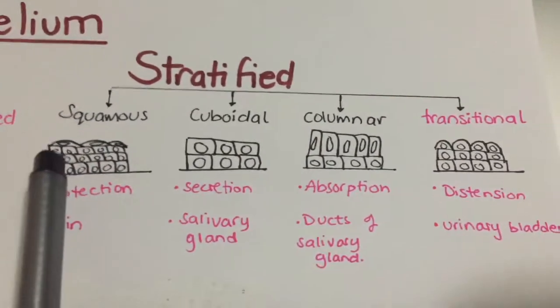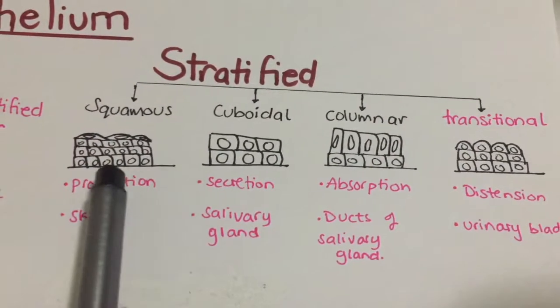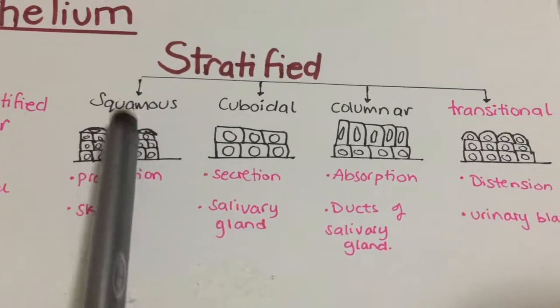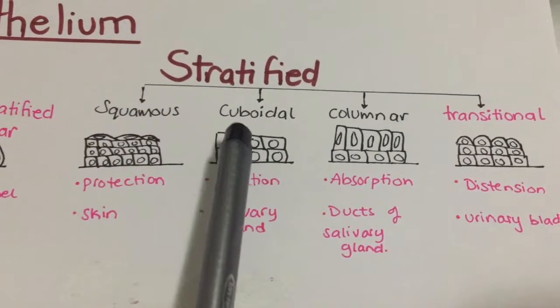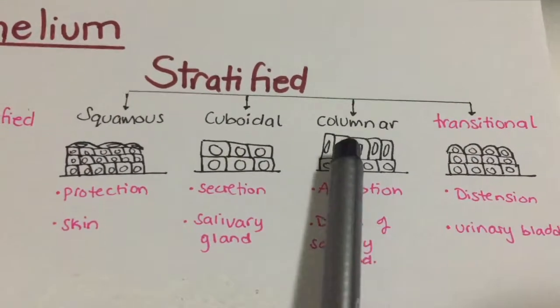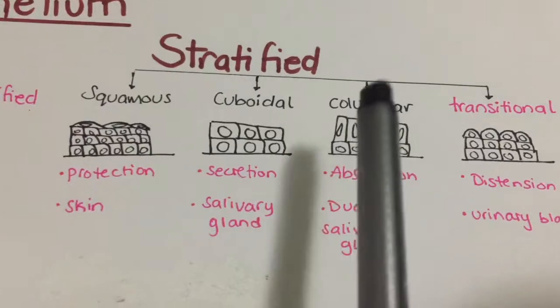So squamous would look cuboidal at the bottom, but is squamous or flattened at the top, which makes it squamous. Cuboidal, as we already explained. Columnar, it looks columnar at the end. It doesn't have to be columnar at the beginning.